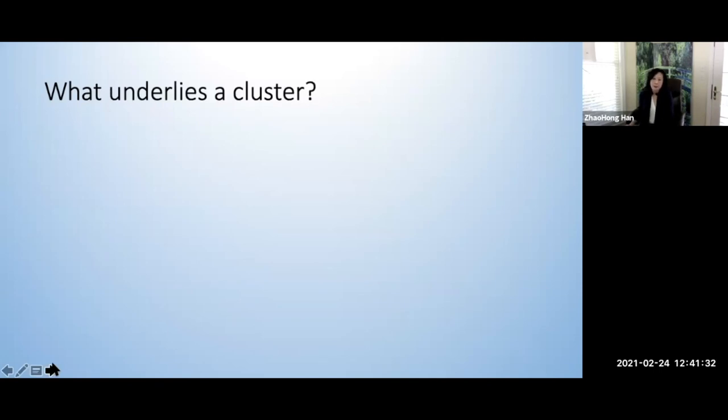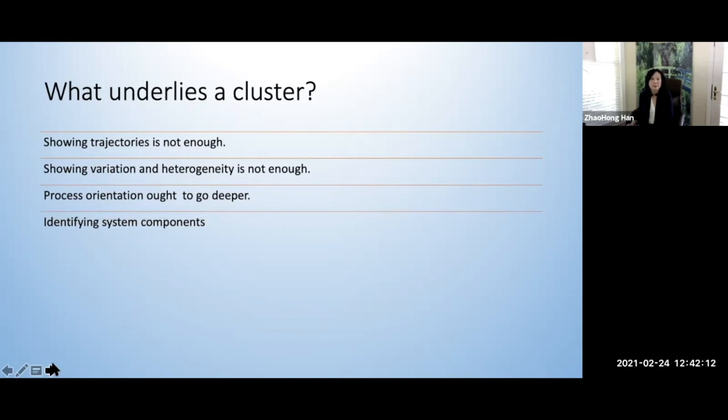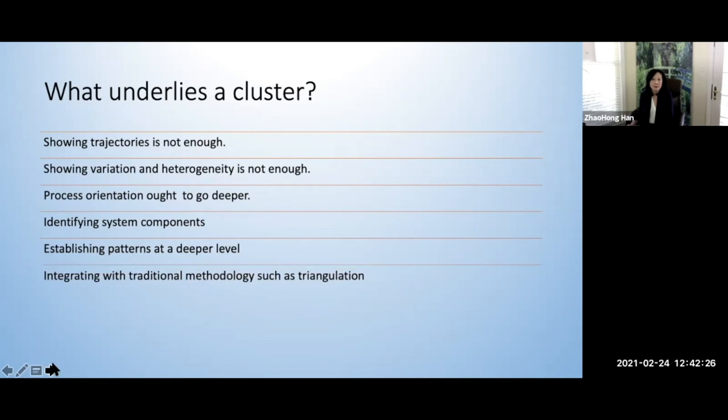Turning now to another question that's perhaps a little bit closer to the studies presented at this colloquium. What underlies a cluster? That question is worth asking if we want to go beyond what we're able to do at this time. Simply showing trajectories is not enough. Showing variation and heterogeneity is not enough. Process orientation, which is what CDST pursues, ought to go deeper in empirical studies. Studies ought to identify, again, system components, and studies ought to establish patterns at a deeper level, at a system level. Integrating with a traditional methodology such as triangulation might be something worth attempting.